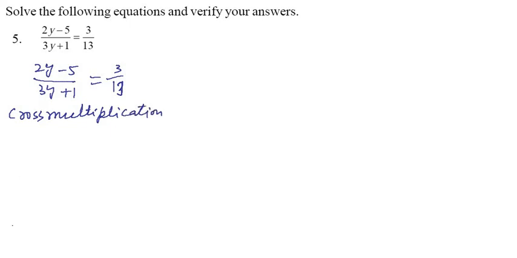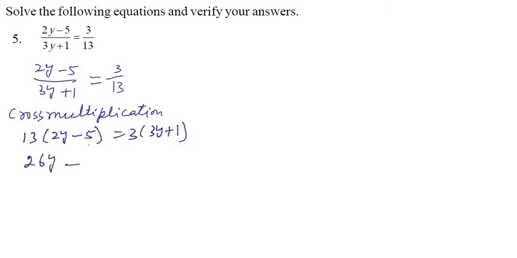So what will happen? 13 multiplied to (2y - 5), and 3 is multiplied to (3y + 1). Now do the multiplication. 13 times 2 is 26 of y, and 13 times 5 is 65, will be equal to 3 times 3 is 9 of y, and plus 3 times 1 is 3.